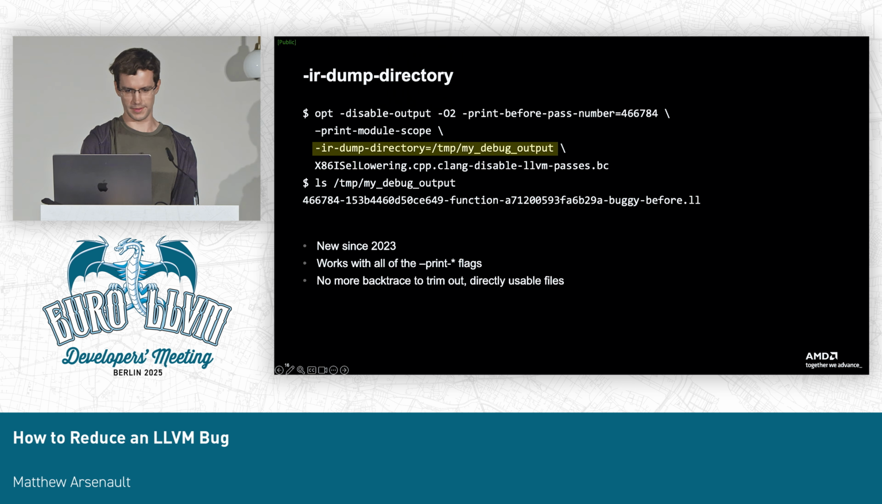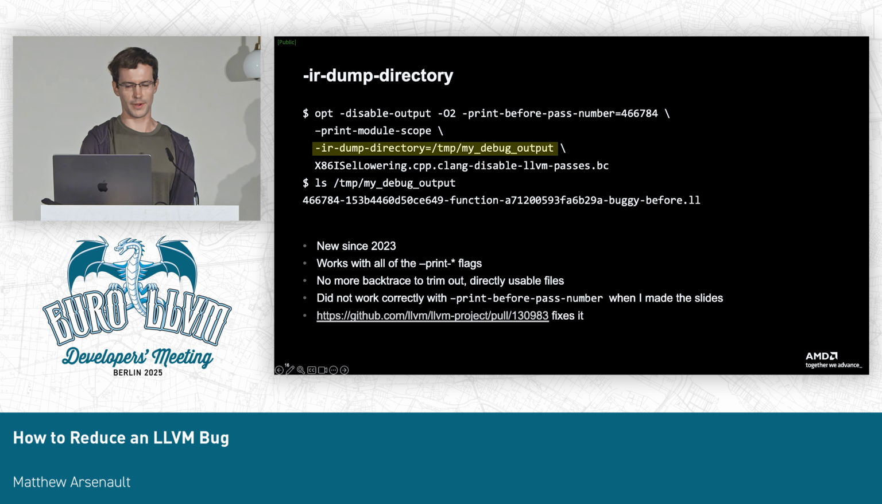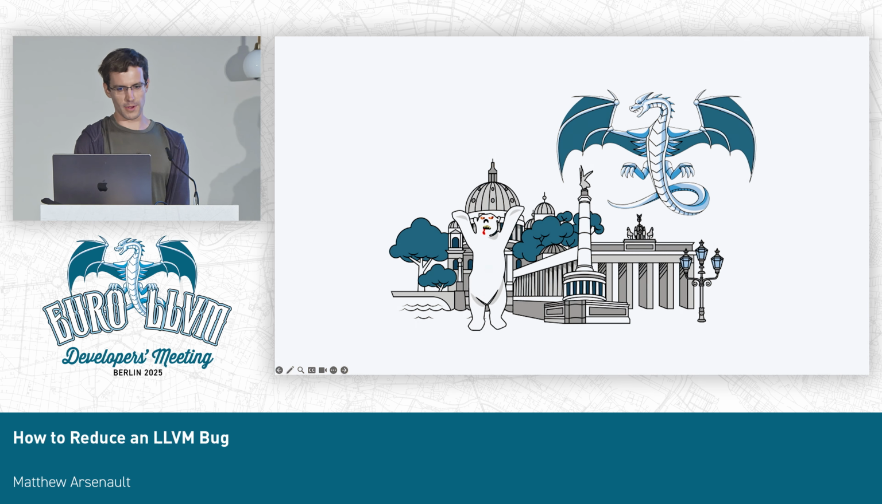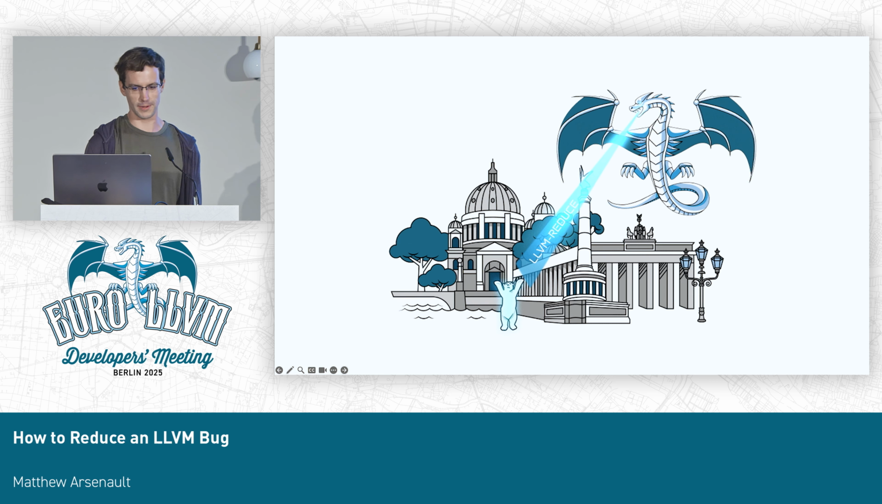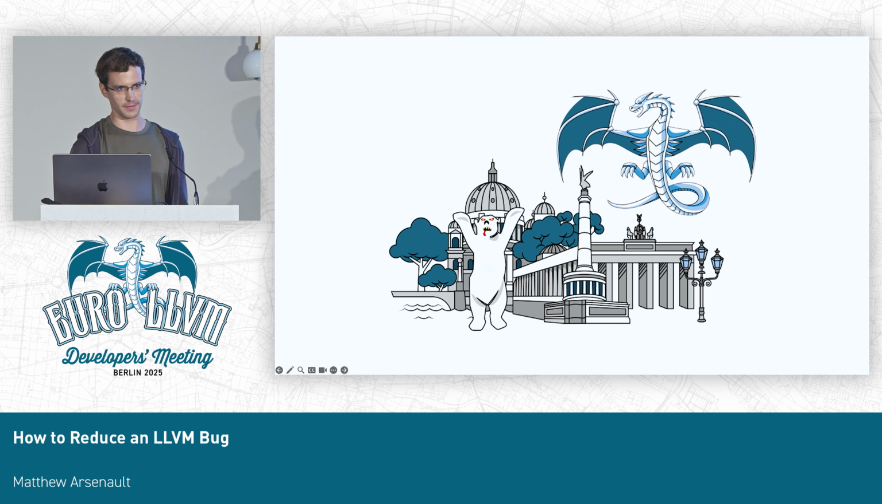And you can directly use those. But it turns out it did not work with print vast number correctly when I tried to make these slides, so I had to fix that. So it works better now. And now we have this big, giant 1.1 million line test case that's really scary, but we can use llvm-reduce to make it manageable to debug.